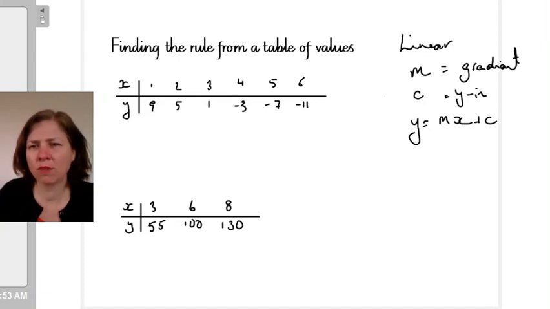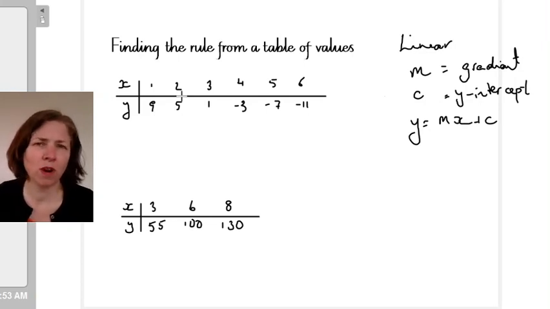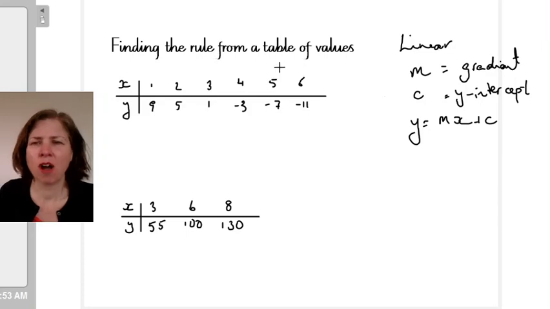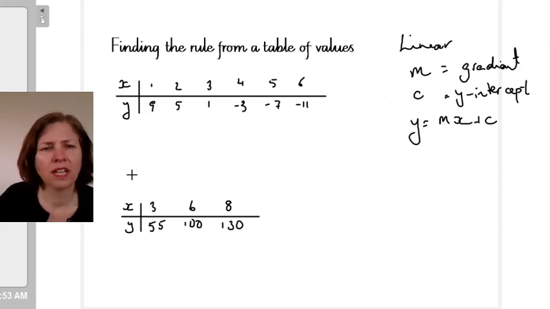Now sometimes when you're lucky, you'll get a pair of values in this table that has an x value of 0. Then you know you've found the y-intercept. But that doesn't happen in the examples that I've got here. So what I'm going to do is first of all find the gradient, and then I'm going to use substitution to find c. So this is what I do.